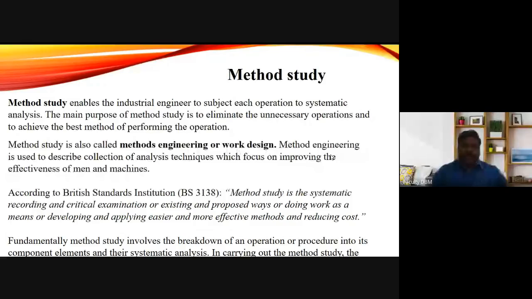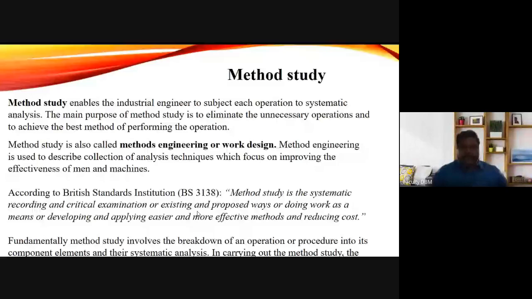Method study is also called method engineering or work design. Method engineering is used to describe a collection of analysis techniques which focus on improving the effectiveness of men and machines. So here, method study is a systematic recording and critical examination as a means of developing and applying easier and more effective methods and reducing the cost. Fundamentally, method study involves breakdown of operations and procedures into their components and their systematic analysis.